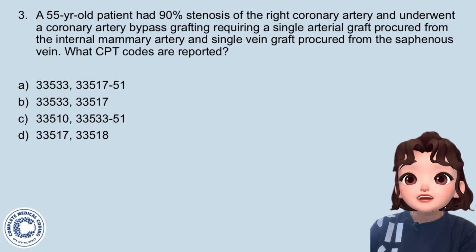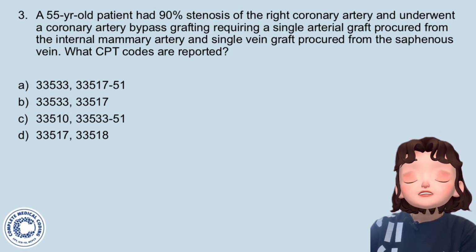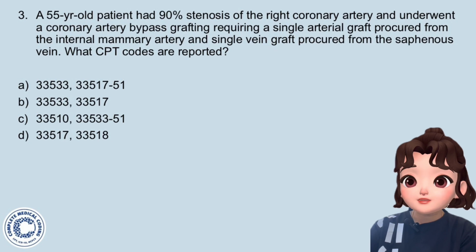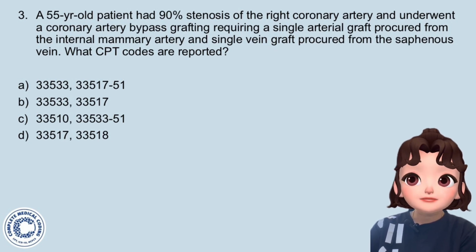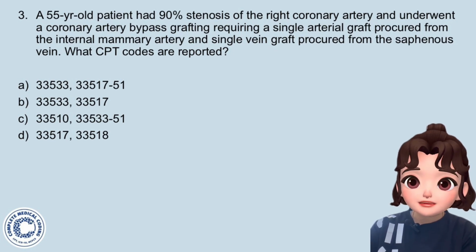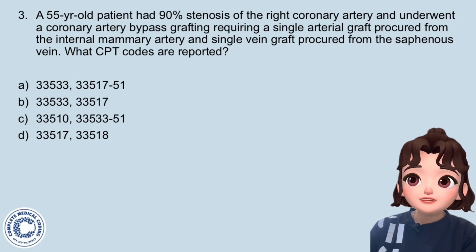Underwent coronary artery bypass grafting. So here a CABG grafting was performed. But how is it performed? How has that CABG grafting been done? It requires, first, a single arterial graft procured from the internal mammary artery. Then a single vein graft procured from the saphenous vein.